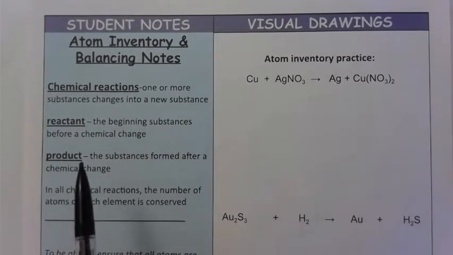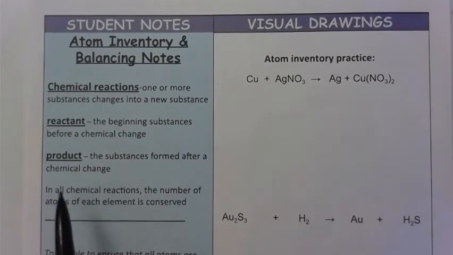And so the two terms that are connected closely to this are a reactant and a product. The reactant is the beginning substances before a chemical change. So the materials that we're going to be putting into the reaction, and then the product is what we produce. So the product of the chemical reaction is the substance formed after a chemical change.